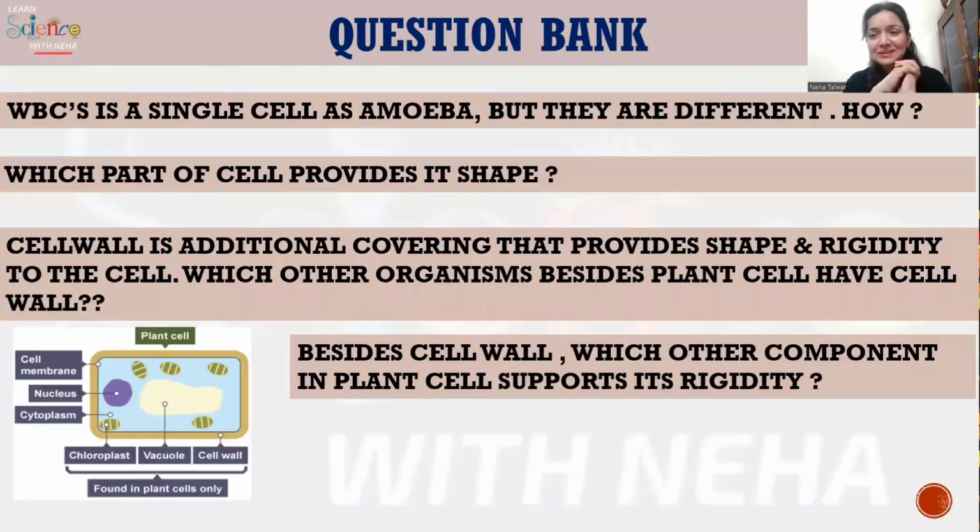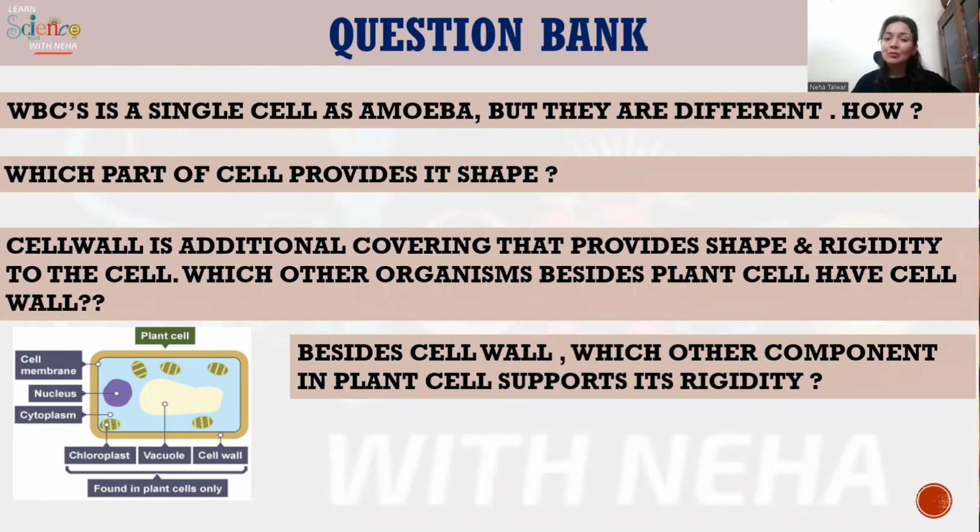Now comes these questions which you have to answer in my comment section below. Let me see who can answer. WBC is also a single cell like amoeba, but how are they different? Second question, which part of the cell provides it shape? I can give you a hint. Shape can be rigidity, so it can be either cell wall or vacuole. You have to choose one.